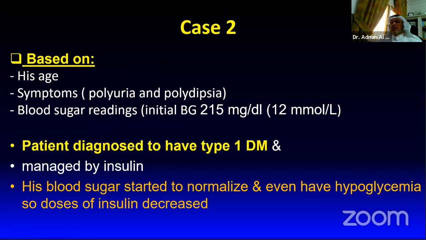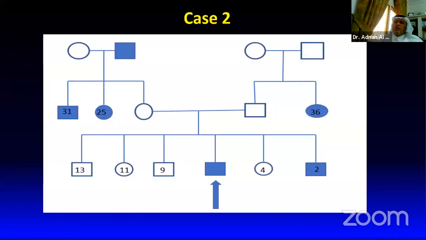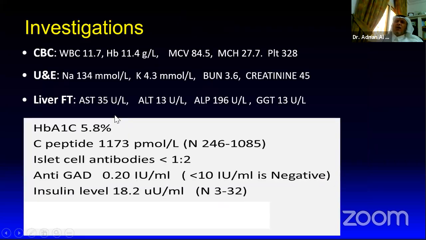So based on these findings, on his age and the symptoms and the high blood sugar, we thought that this is actually type 1 diabetes, and we started him on insulin. But we found that blood sugar normalized quickly, and then he went into hypoglycemias, even with small doses of insulin. So this is his pedigree. There is a strong family history of type 2 diabetes.